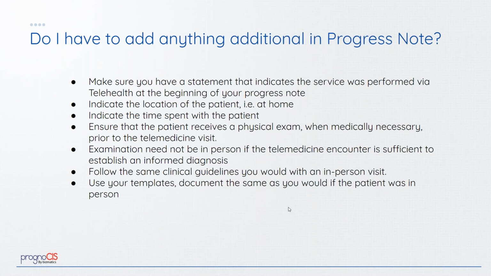When you're documenting these visits or your progress notes, the most important thing is that you have a statement at the very beginning of your progress note that says that the service was rendered via telehealth. You're also going to want to put where the patient was located, and it helps to put where the doctor's located. So the statement could be: telehealth visit, with the patient located at home, doctor located at the practice location.